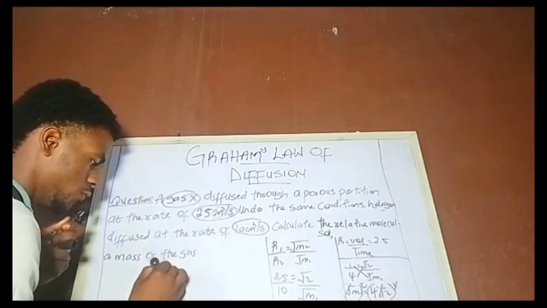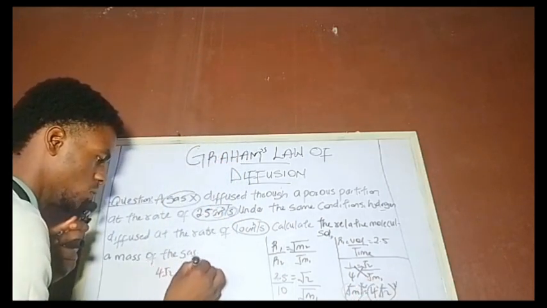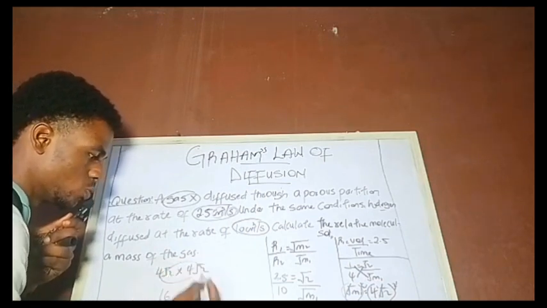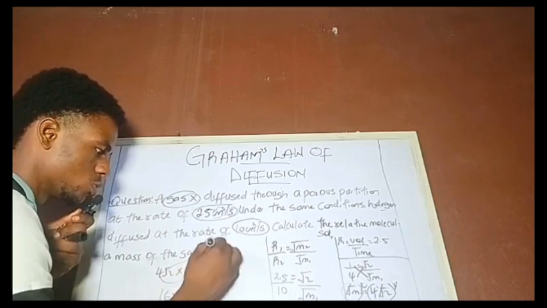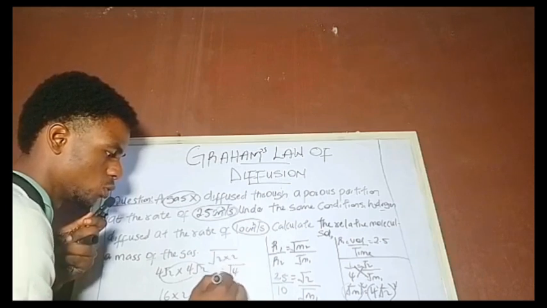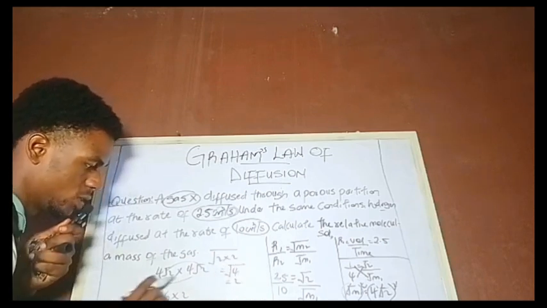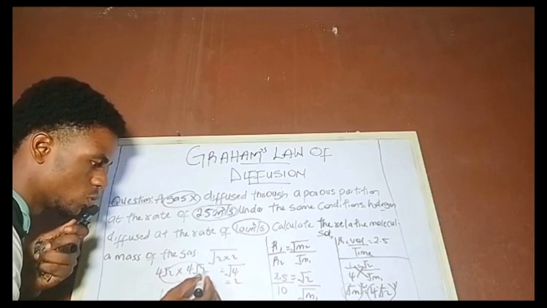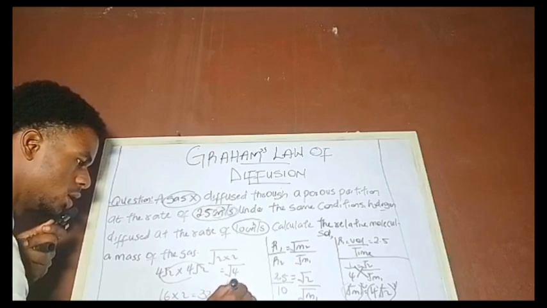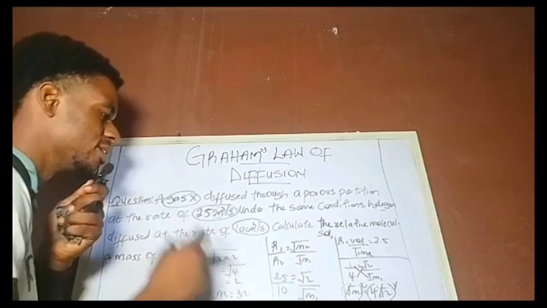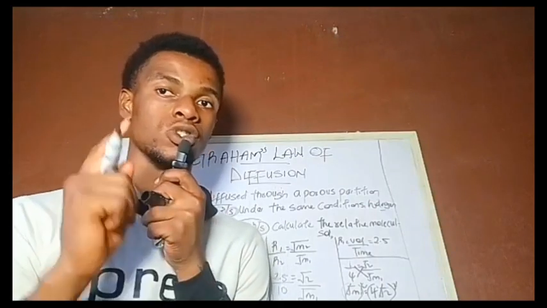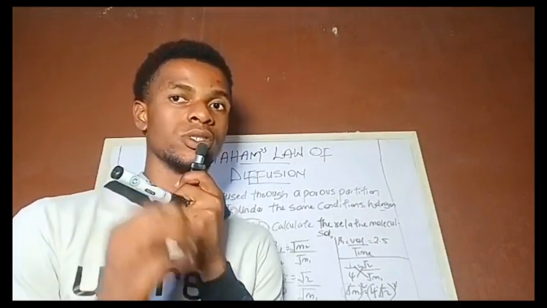Look at it. 4 square root 2 times 4 square root 2. 4 times 4 is 16. Then square root 2 times square root 2 gives you just 2. So 16 times 2 gives you 32. M1 equals 32. So that is the relative molecular mass of the gas. And the gas in question is sulfur.